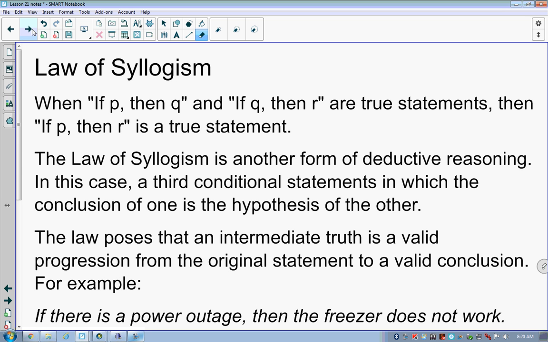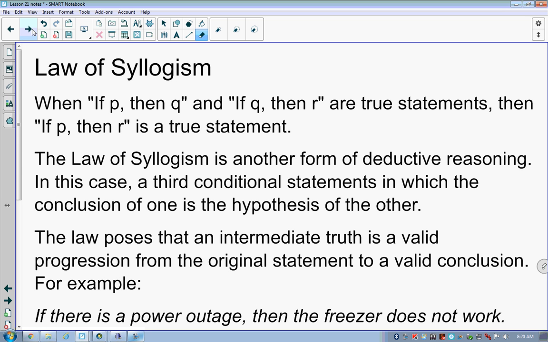Syllogism includes more parts. Syllogism works like the transitive property. I'm not sure if you're familiar. I mean, we've talked about the transitive property. The transitive property is basically if A equals B and B equals C, then A equals C. Right? Does that make sense? Okay. All right, so the law of syllogism does that same thing.